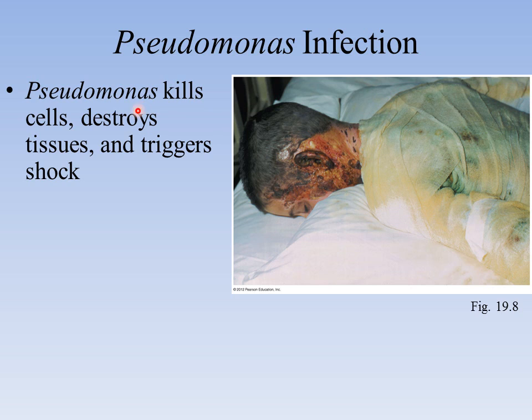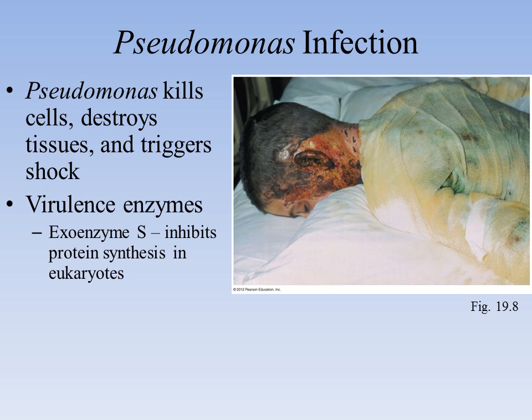So what Pseudomonas does is it is really good at killing cells. And it does so because it secretes several toxins and virulence factors that help it to destroy tissue and then trigger shock in the individual. Kind of like Streptococcus pyogenes does, but obviously it's going to have its own kind of virulence factors. It doesn't secrete the same ones.